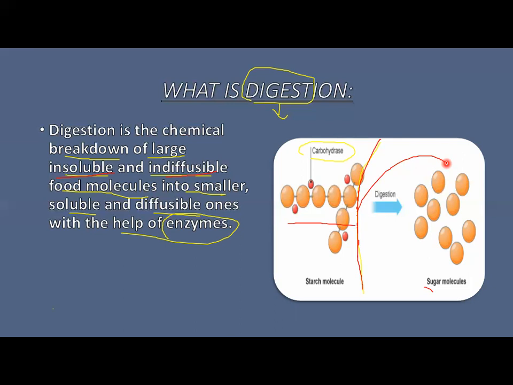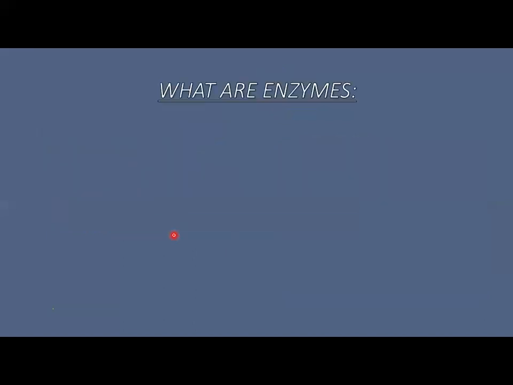So it is the chemical breakdown. Now what does it mean by chemical? Different chemicals are involved. Here we talk about enzymes. Different enzymes are involved in the process of digestion. Now let's check it out. What are enzymes?